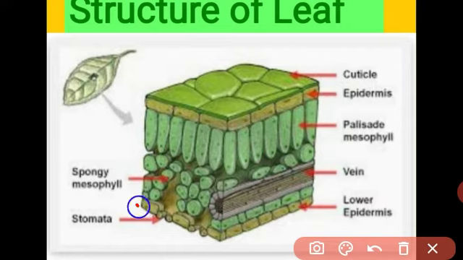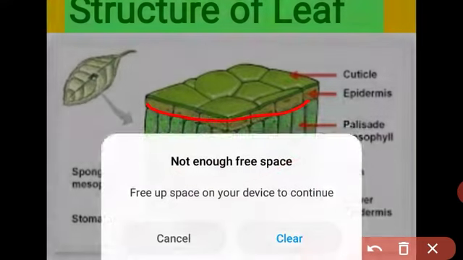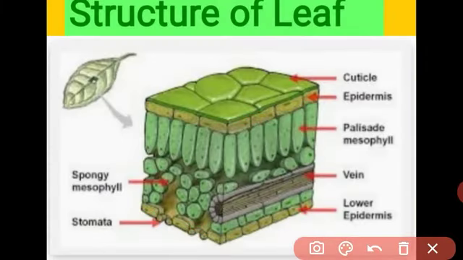And the lower epidermis has the guard cells. This structure is called the stomata. In the last video I explained the structure of stomata in detail. As compared to the upper layer, a large number of stomata are present in the lower layer. Got it, students? This is the structure of leaf. The chlorophyll pigment is present in the mesophyll cell. Got it? Let us see the actual structure of chloroplast.